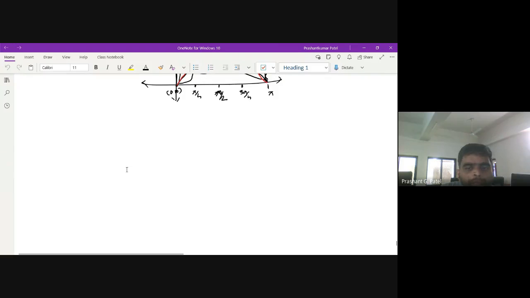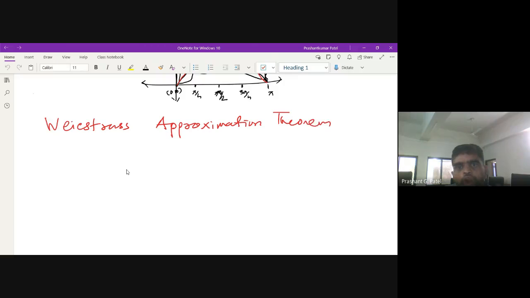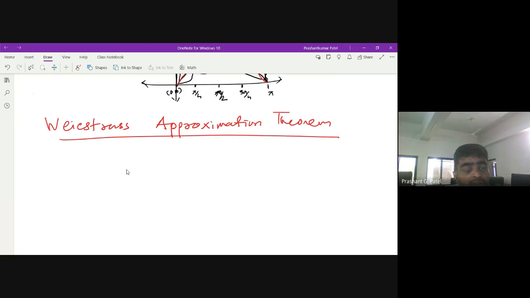So as we have discussed in the previous lecture, in this lecture we are going to discuss Weierstrass's approximation theorem. Before going to the theorem, let us understand what this theorem is. We will not prove this theorem in this lecture; we will prove it in the next lecture. First we'll understand what this theorem is, and then we'll build up some of the things which we require to prove this Weierstrass's approximation theorem.